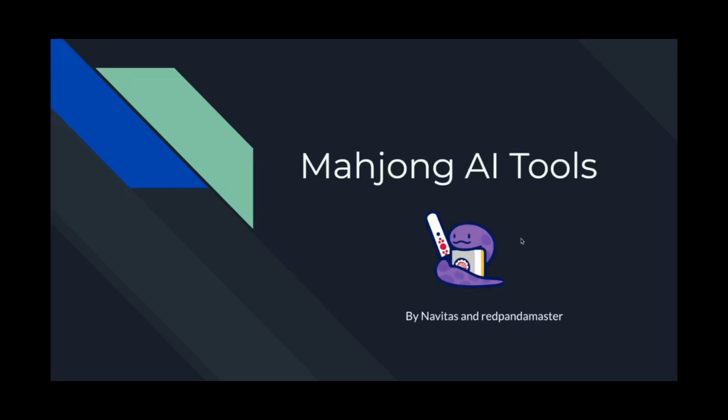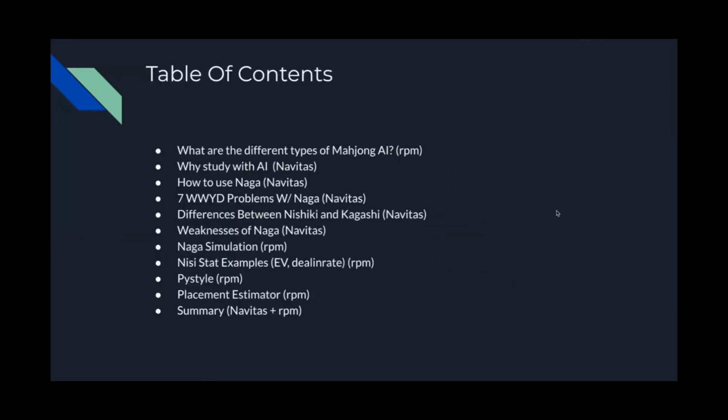Thanks for the introduction. To start off, we want to first start off with the table of contents of what we're going to be talking about. So this talk is going to be, the first half is going to be Navitas presenting about Naga. And there's a lot to talk about with the Naga AI, which is a great general purpose AI. Naga is a paid service, so if you don't want to pay, Mortal is a great free alternative. And then for the last half, I'm going to be talking about some other Mahjong AI that you may not have heard of, and when you might want to use those to supplement or instead of Naga.